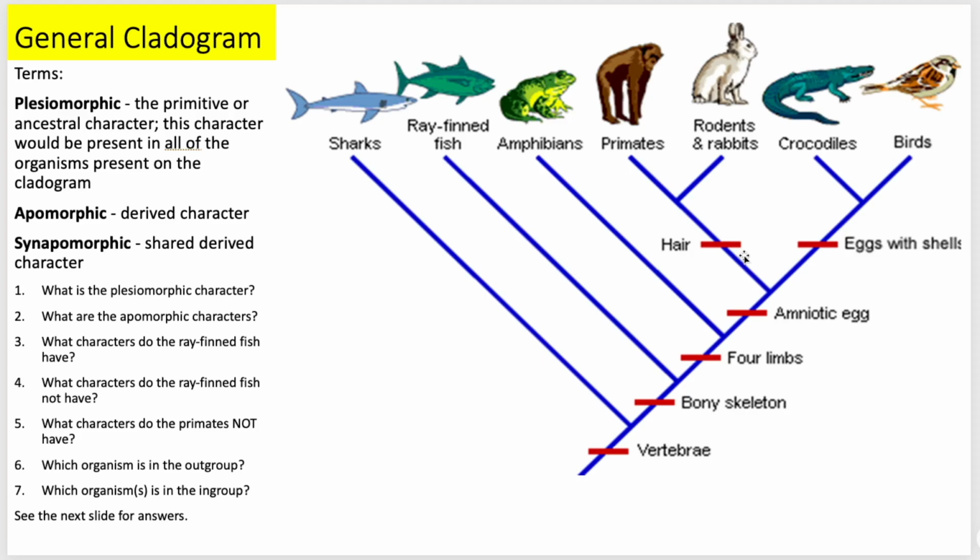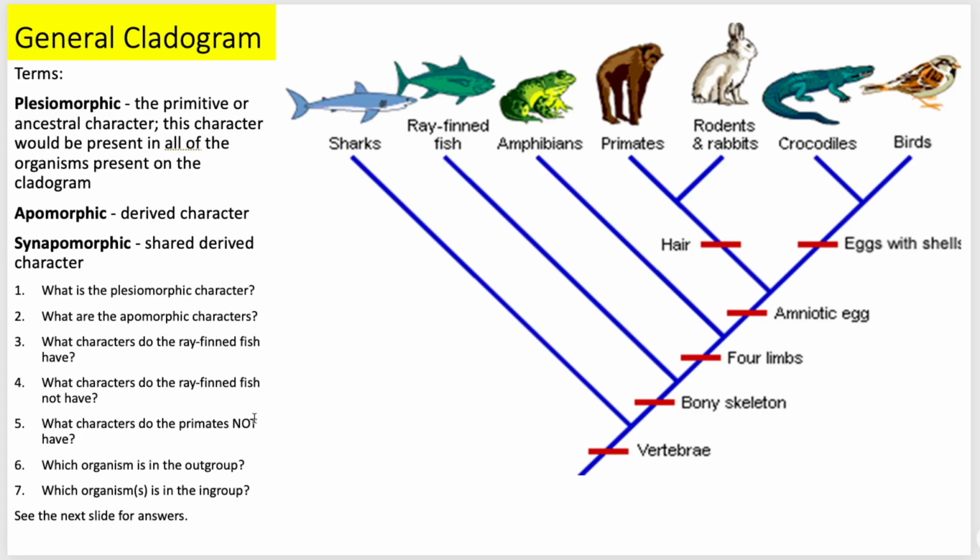Well, then it says, what characters do the ray-finned fish have? Well, you would just follow the chart, and whatever traits you come to before you get to ray-finned fish would be included in the traits that it has. So as you follow the chart, on the main line, you hit vertebrae, then bony skeleton, and then to the branch of ray-finned fish. So it's going to have vertebrae and a bony skeleton.